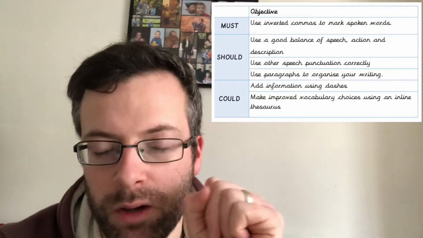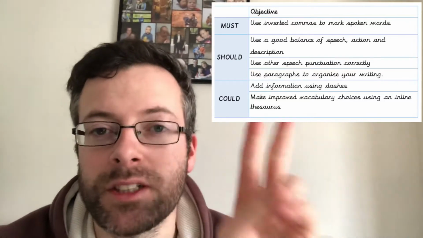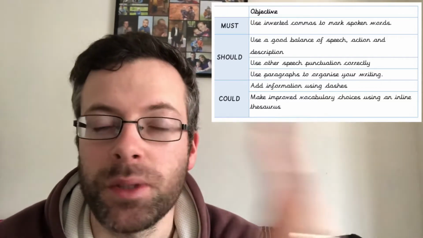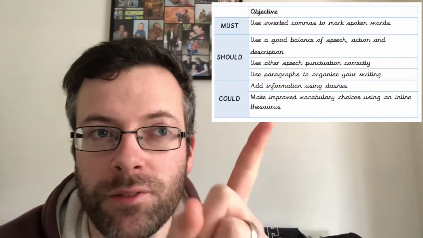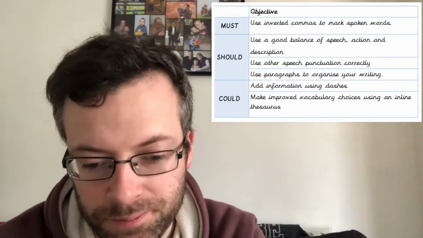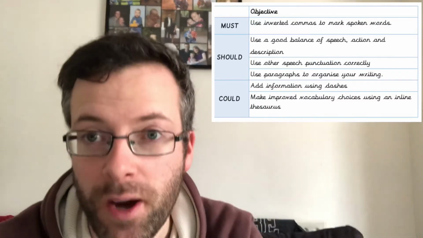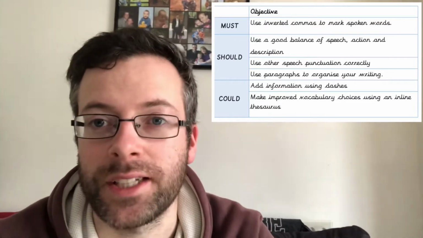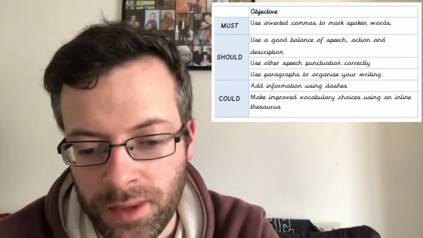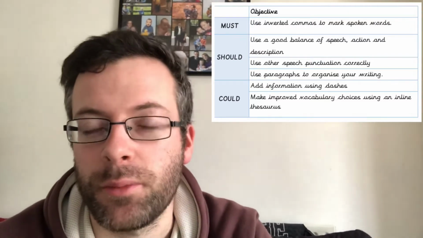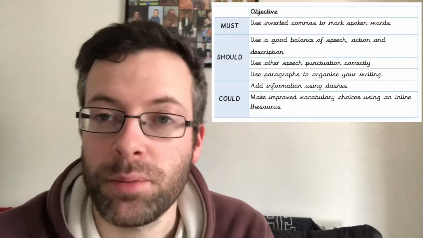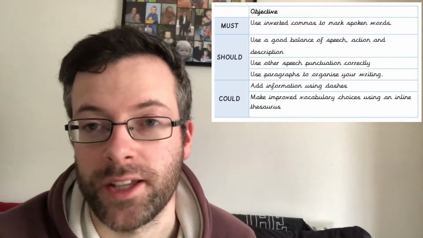Okay, so thinking about all of that, the general rule is, if there's an inverted comma, there must be some kind of punctuation before it. And then any speech sentences, so anything after an inverted comma, if it's where someone starts talking, needs a capital letter. Making sure that we use paragraphs to organise our writing, especially when there's a gap in time, or a change in setting, or a new speaker. And then we could add extra information using some dashes. It was good to see some of that yesterday. And also make improved vocabulary choices using an online thesaurus.